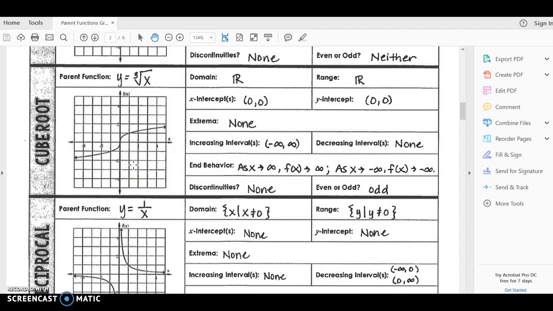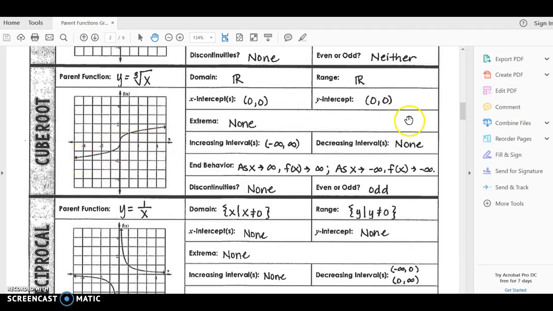X and y intercept, 0, 0. It is increasing the whole distance as you travel from left to right on the graph. So it's negative to positive infinity, which means it's not decreasing anywhere. As x goes positive, y goes up, so positive. As x goes left or negative, y goes down, so it'd be negative infinity.